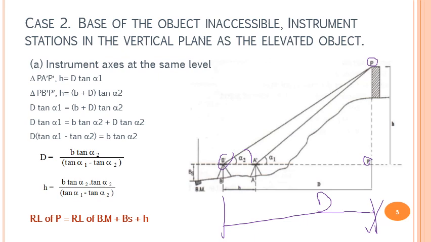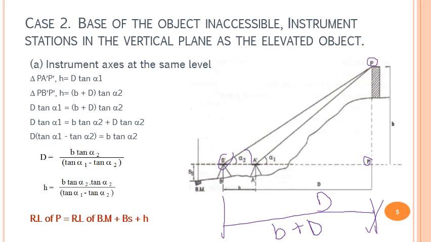Okay, B plus D tan alpha 2, this angle. B plus this distance is equal to B plus capital D. Okay, B plus capital D tan alpha 2, this angle. Then d tan alpha 1 is equal to B plus d tan alpha 2, and d tan alpha 1 is equal to B tan alpha 2 plus d tan alpha 2. Okay, we convert this B into tan alpha 2 plus d into tan alpha 2.